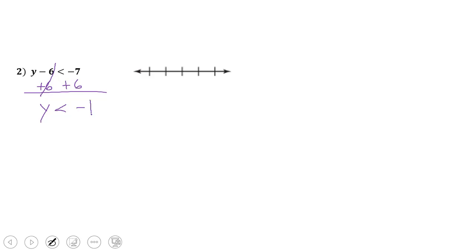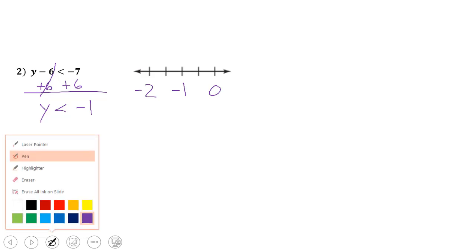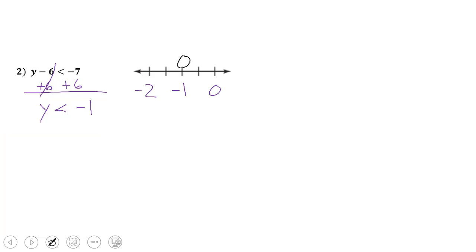So now I'm going to graph it. Negative 1 is my target number. 0 is the next number greater, and negative 2 is the next number that is smaller. I am going to use an open circle because an open circle says that negative 1 is not included in my solution set. My variable is on the left, so I can follow the inequality symbol, and I can graph all of the numbers that are in the solution set by drawing my arrow to the left. And of course, if I wasn't sure, I could go back and conduct a test.